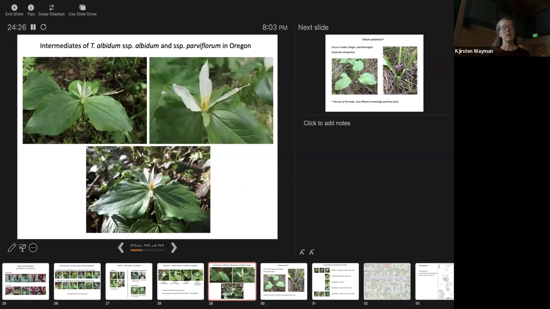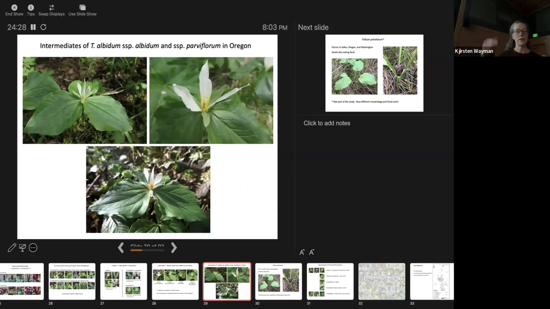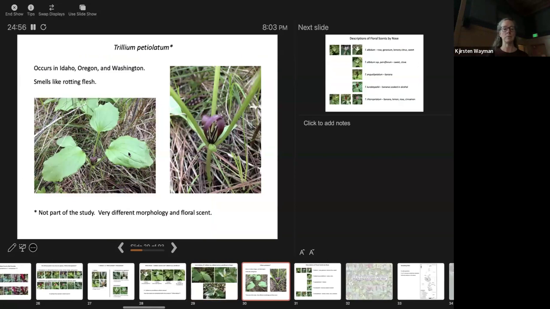And I just want to mention that Trillium parviflorum is the one that occurs in Washington. The extent to which it goes down to Oregon is a question, but it's thought that there's a gradient. So in Northern Oregon, it's thought that they're more parviflorum-like, and towards Southern Oregon, more albitum-like. And so I do have some samples from populations that are in that intermediate zone. And so one question is, which subspecies are they, or are they truly intermediate? And we'll look at some data from those plants as well.